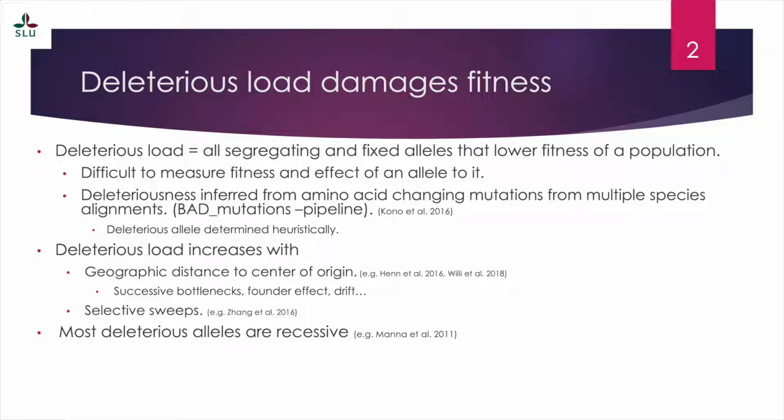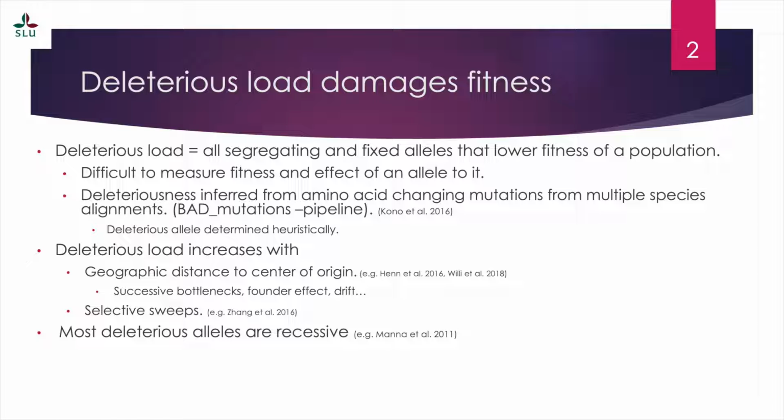First of all, deleterious load has often been defined as all segregating and fixed alleles that lower fitness of a population. However, this is difficult to measure, the fitness I mean, and it's even more difficult to measure the effect of an allele on it. So deleteriousness is usually inferred from amino acid changing mutations from multiple species alignments. And that is how we have done it too, using this bad mutations pipeline. Then we heuristically defined the deleterious allele in the deleterious loci.